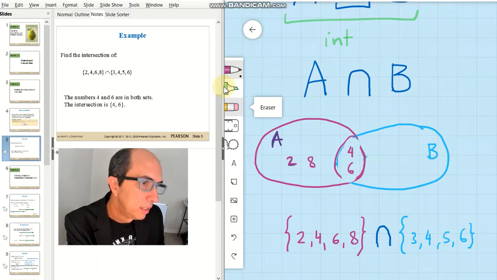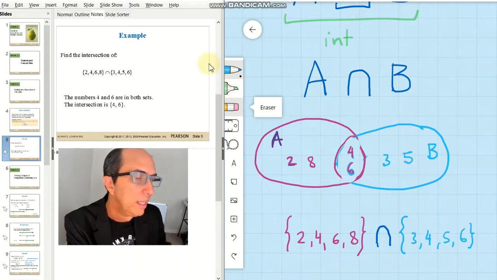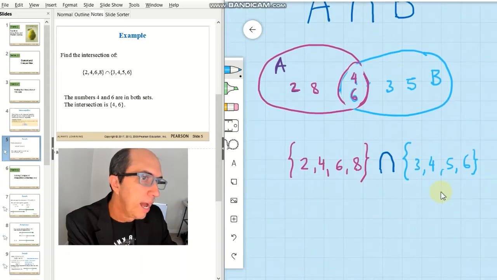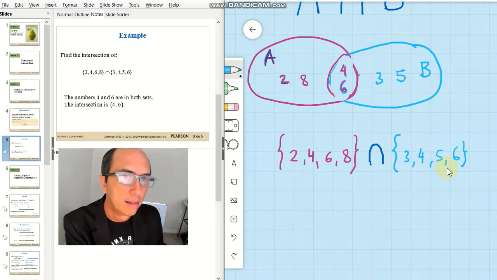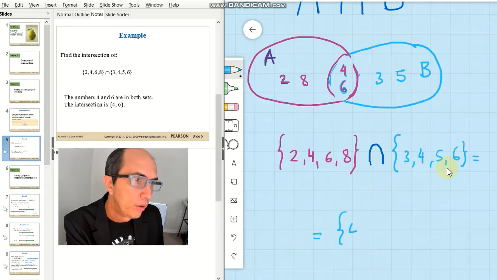And let's have a look at the set B. We have also number 3 that belongs only to set B. 4 is here, 6 is here, and 5 belongs only to set B. So what's the answer if I ask what's A intersection B? This is going to be equal to 4 and 6.